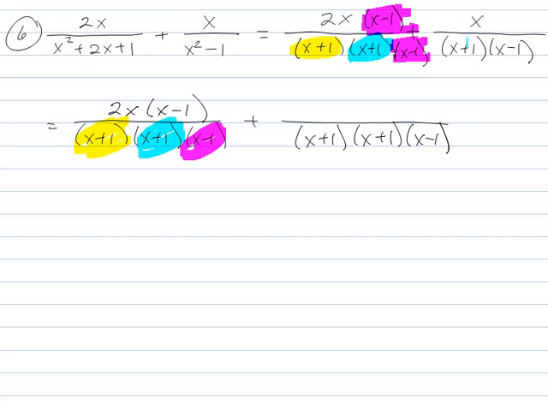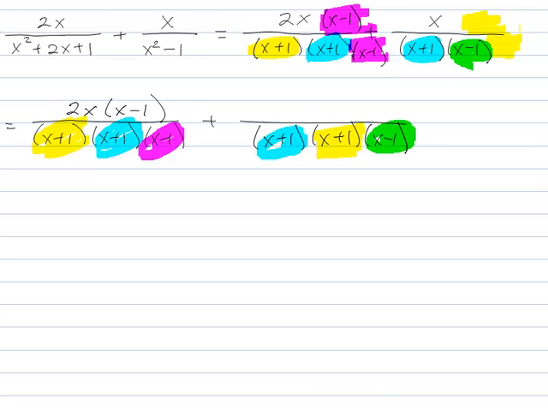Now over here on the right, I've got an x plus 1 and an x plus 1. I've got an x minus 1 and an x minus 1, but what I'm missing is an x plus 1, so I'm going to have to multiply the top and the bottom over here by an x plus 1. Like that.